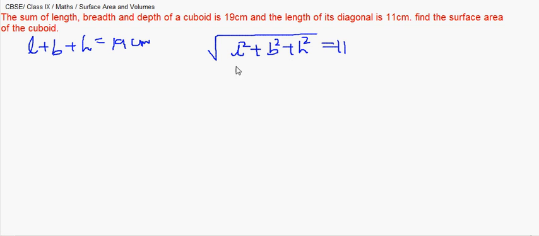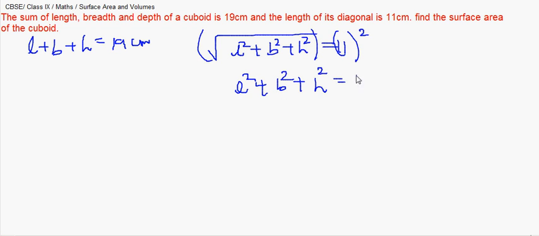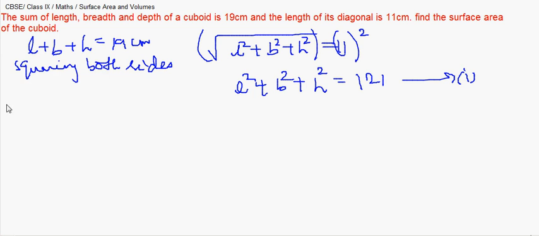Now squaring both sides for this equation, I'll be getting L square plus B square plus H square to be 121. And this maybe is our first equation. Now move on to the second one, we can again square both sides. Squaring both sides of this equation will give us L plus B plus H whole square, and this side it is 19 square.